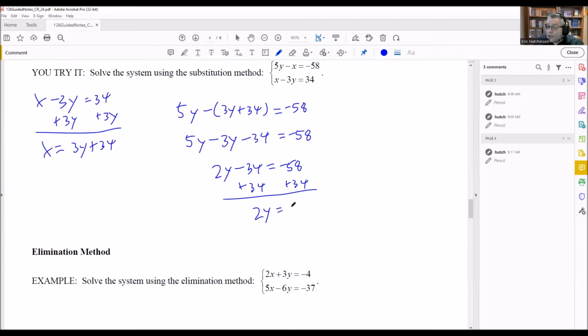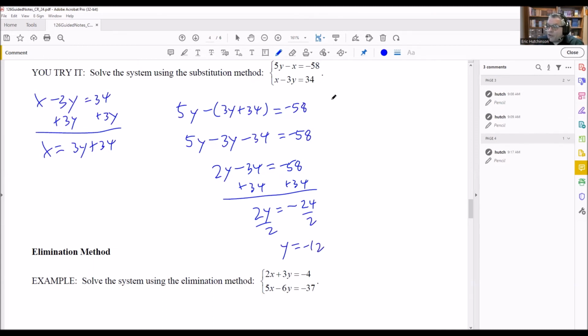Remember, your answer is going to be negative because the negative is with the larger number. So we just subtract that and keep the sign of the larger number. If you subtract, you get 24. It's got to be negative. Divide both sides by 2, and we get y equals negative 12.